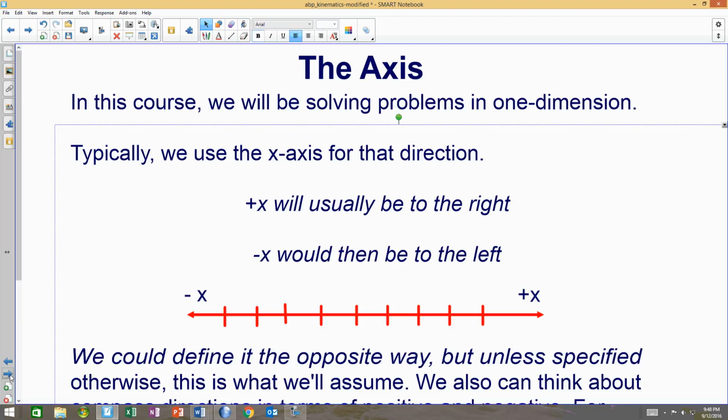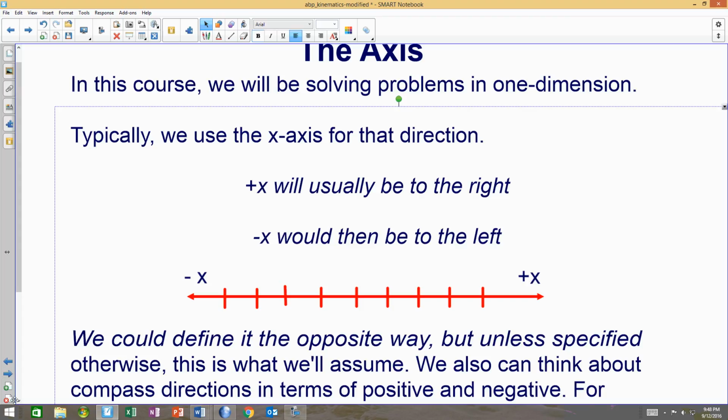In this course, we will be solving problems in one dimension. We'll also be working in 2 dimensions later on when we talk about projectile motion. Typically, we use the x-axis for that direction when we're talking about 1D problems. We could have vertical problems, though, in which we talk about free fall. The plus x-axis is to the right. The minus x-axis will be to the left.